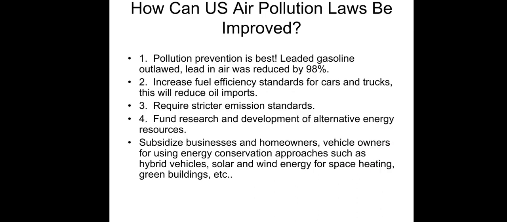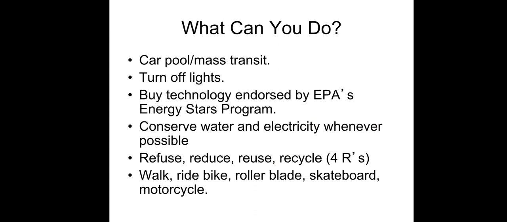Prevention methods. How can US air pollution laws be improved? Pollution prevention is best. When leaded gasoline was outlawed, lead in air was reduced by 98%. It requires stricter emission standards. What can you do? Carpool, use mass transit, turn off lights, and conserve water and electricity whenever possible, by following the 4R principle.